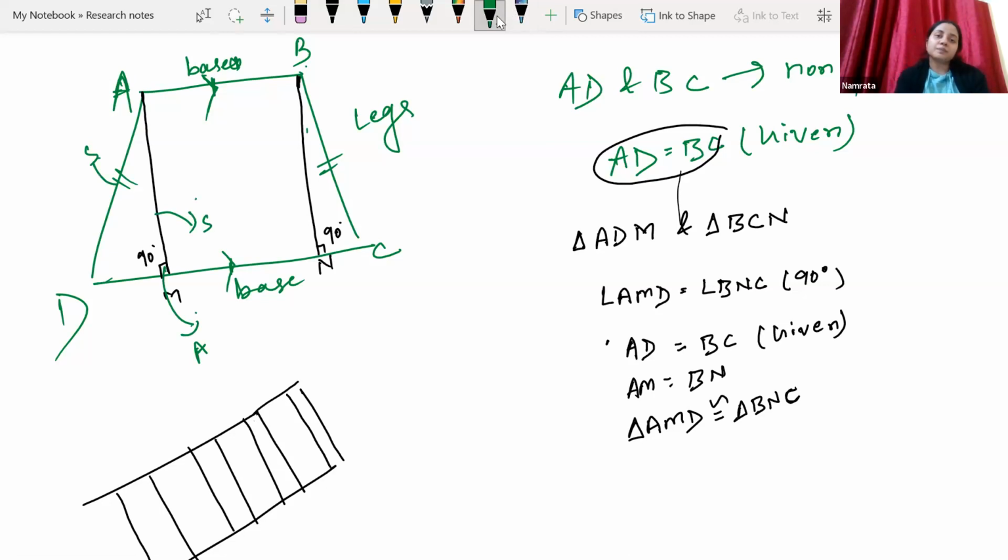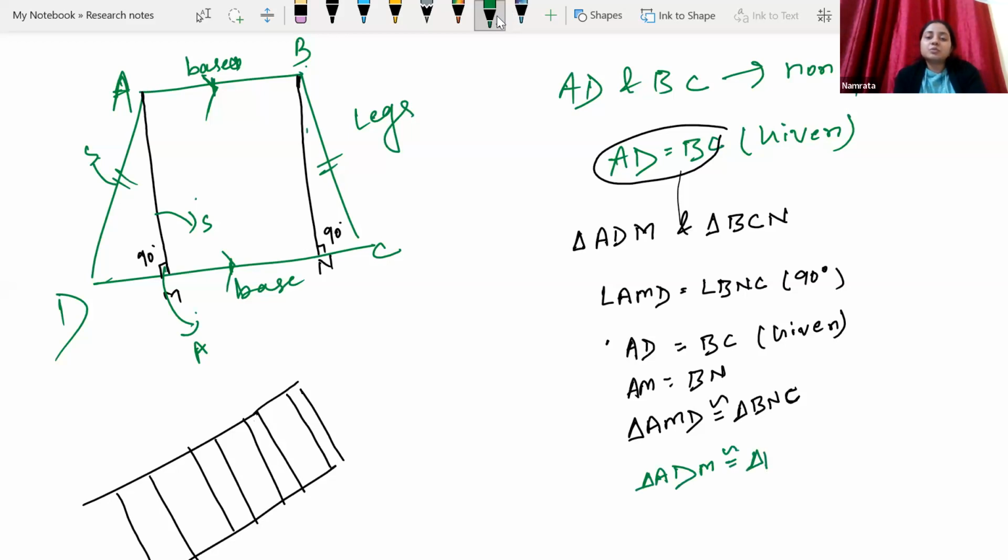Anyone from here? Are you able to identify? Everywhere we are talking about congruency, not only in the triangle chapter, but in the quadrilateral chapter, and here also. It's RHS. Can you see the right angle, hypotenuse, and one of the sides? So by RHS congruency, these two triangles are congruent with each other.